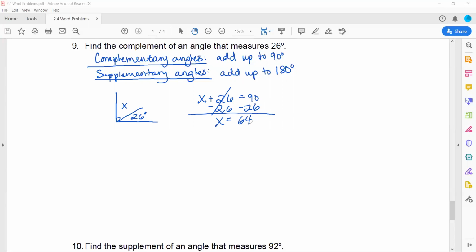And so they're just asking for one of the angles because they already know what the other one is. So the other angle is going to be 64 degrees. And so if you just want to put 64 degrees, that's fine. Make sure you have the units. Or you can say the complement, because we were finding the complement, is 64 degrees.